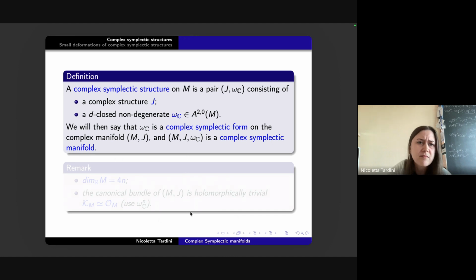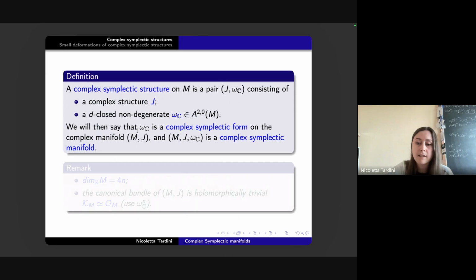So a complex symplectic structure, sometimes also called a holomorphic symplectic structure, is a pair given by a complex structure J, and then this form omega C that is d-closed and non-degenerate, and it has bidegree (2,0) with respect to the complex structure J, okay? So we have a holomorphic 2-form that is d-closed and non-degenerate. And we will call this omega C the complex symplectic form, and we will talk about complex symplectic manifolds, okay? So this is the main definition.